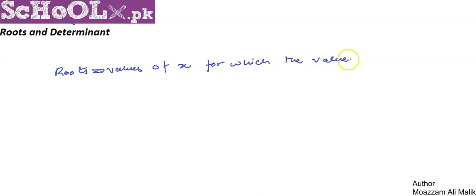In this video, we'll learn what the roots and determinant of a quadratic equation are. So roots are pretty simple. Roots are values of x for which the value of y is 0. This basically tells us the values of x at which the graph cuts the x-axis, because only at the x-axis is the value of y 0.